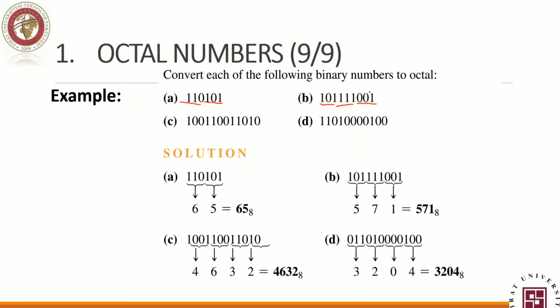0, 0, 1 is 1, so this is 1. This is 7, and this one is 4 plus 1, that's 5. So here we have 5, 7, 1 in octal.